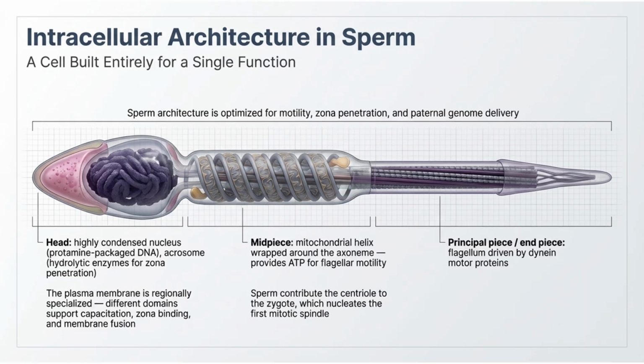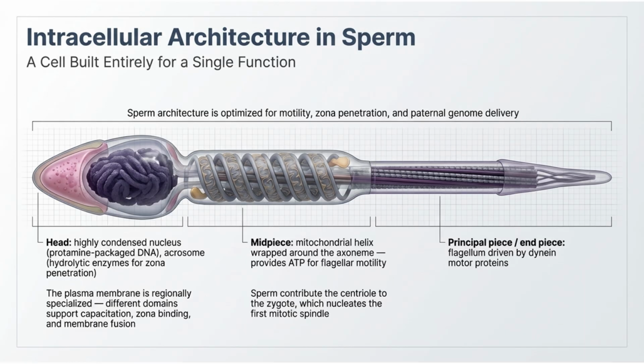Here is the critical paternal contribution that is often underemphasized. The sperm contributes the centriole to the zygote. After fertilization, this paternally derived centriole duplicates and nucleates the first mitotic spindle of the embryo. Sperm with defective centrioles can fertilize oocytes normally, but the resulting zygote cannot organize a functional first mitotic spindle, leading to developmental arrest that may not be detected until the following day of culture. This is a mechanistic explanation for some cases of fertilization without subsequent embryo development that might otherwise appear mysterious.